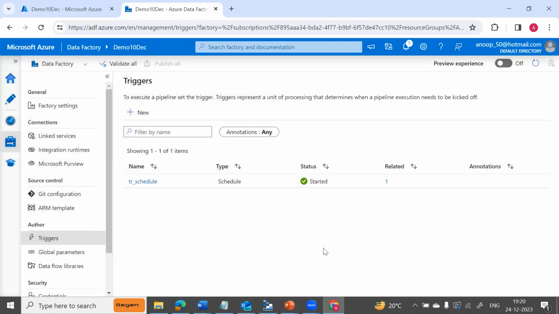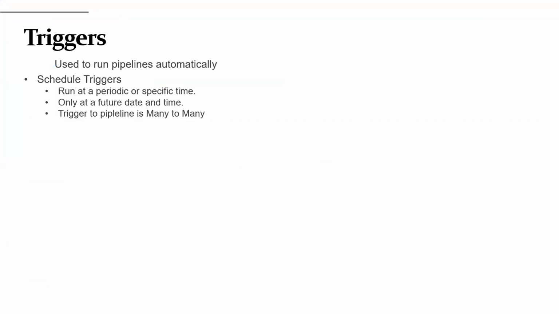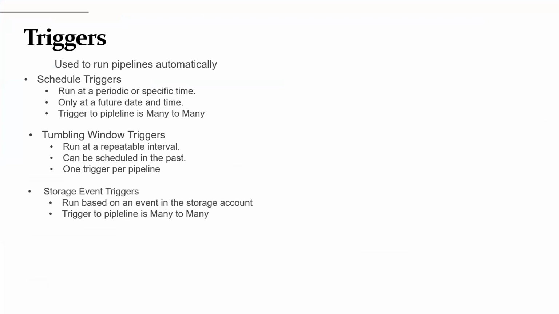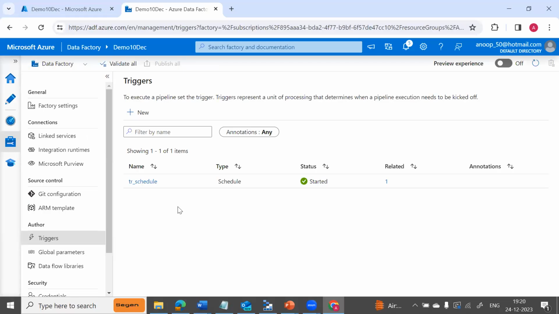Next, let me go to the presentation again. Okay. Next one is the storage event triggers. These triggers are basically for your blob storage. If there is a file that arrives, or you're copying some file, based on that it will trigger and run your pipeline. So I will quickly show that. So how it works. Okay, let's go back to our data factory.